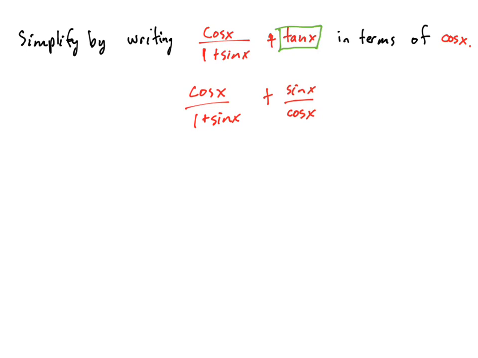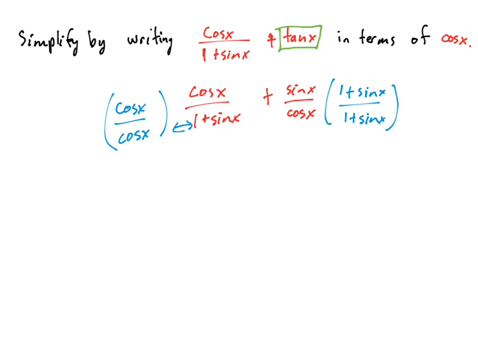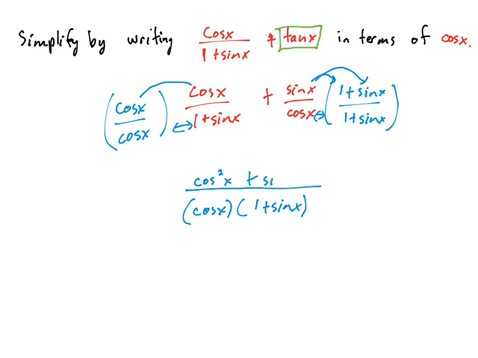Okay, when we have fractions, we can think about getting a common denominator. So I'm going to multiply this fraction on the left, the top and bottom by cosine of x, and then the fraction on the right, I'm going to multiply the top and bottom by 1 plus sine of x. Okay, so when I multiply these two sets of denominators together, I know I'm going to get the exact same denominator. I'm going to end up with cosine of x times 1 plus sine of x. I'm not going to multiply it out yet. And then in the numerator, I'm going to get cosine of x times cosine of x. That's cosine squared of x. And then up here, when I distribute, I get sine of x plus sine squared of x.